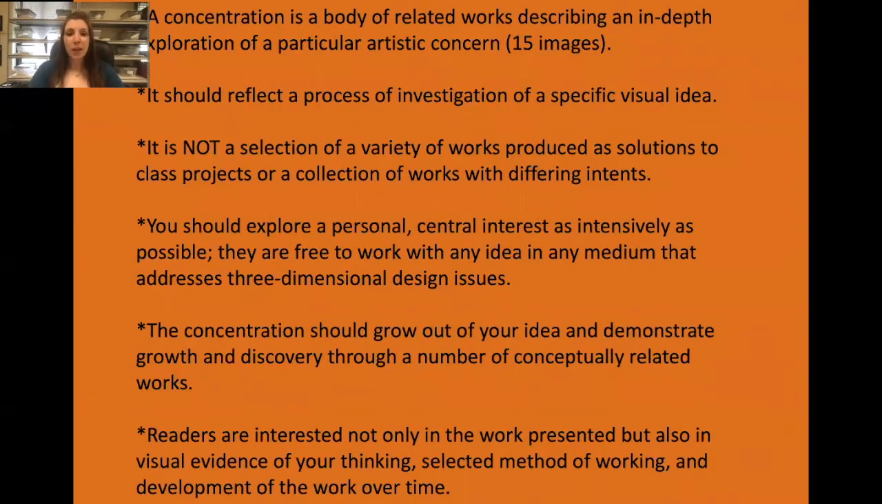So remember that your concentration or sustained investigation is a related body of works, and you will explore one artistic concern or topic. And at the end, you will turn in 15 images of your work, but it may or may not be 15 sculptures. You may have only 6 to 10 sculptures and maybe some other pictures that show process, details, or a different view of the same sculpture.